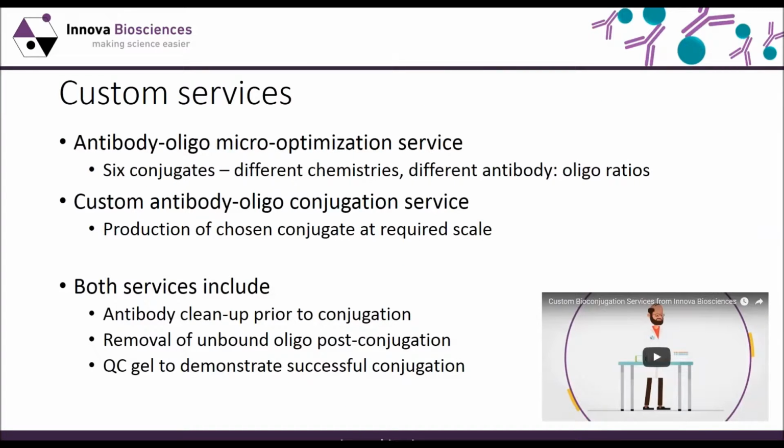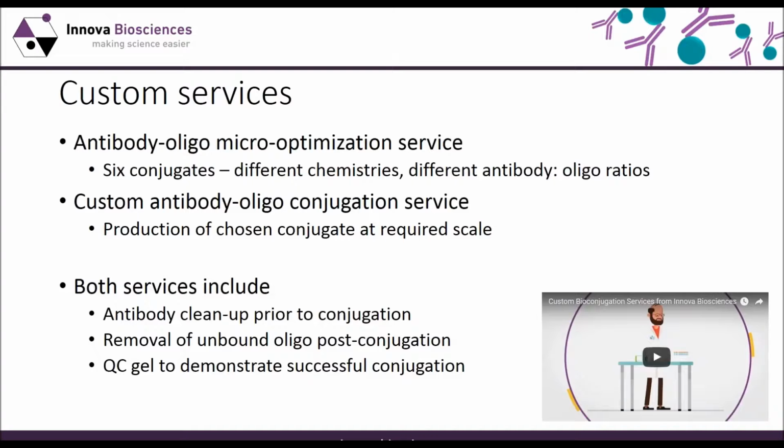Innova Biosciences offers a wide range of custom services. When it comes to Immuno-PCR, our experienced scientists can help you to optimize your antibody-oligo conjugate and can also produce your chosen conjugate at a scale to meet the requirements of your assay.